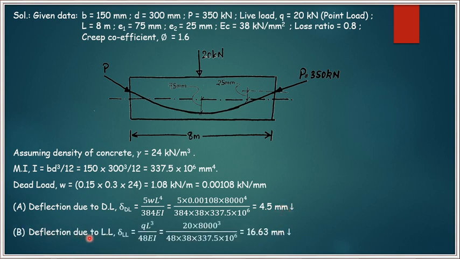Moving to B part, deflection due to live load, PL cube by 48 EI. Because of point load, the deflection formula changes in live load condition. So this point load is now acting. In the previous case we considered UDL, here it is point load we have to consider. So point load QL cube by 48 EI, substituting Q as 20 kilonewton, L as 8000, E and I, which comes out to be 16.63 mm acting in downward direction.